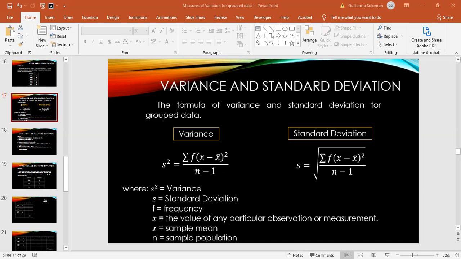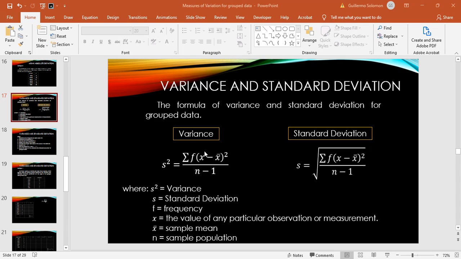And now for the last one, we're getting the variance and standard deviation for group data. Okay? So, ang formula lang na natin gagamitin dito is yung for sample. Okay? So, may aparteng formula for the population. Okay? So, usually ginagamit lang talaga is si sample variance and sample standard deviation. And this is only for the group data.